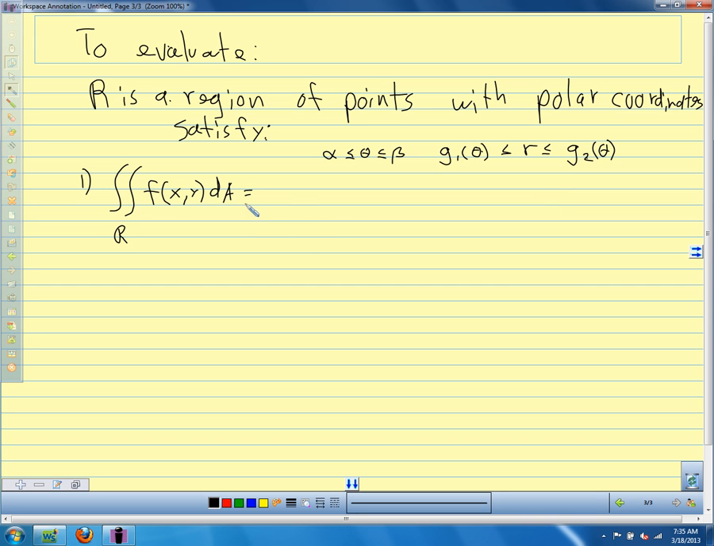So our double integral here is going to be the integral from theta equals alpha to beta, the integral r equals g1 of theta to g2 of theta. We transfer our function into polar coordinates, r cosine theta, r sine theta, and our order is going to be r dr d theta. And we call this a radially simple region.